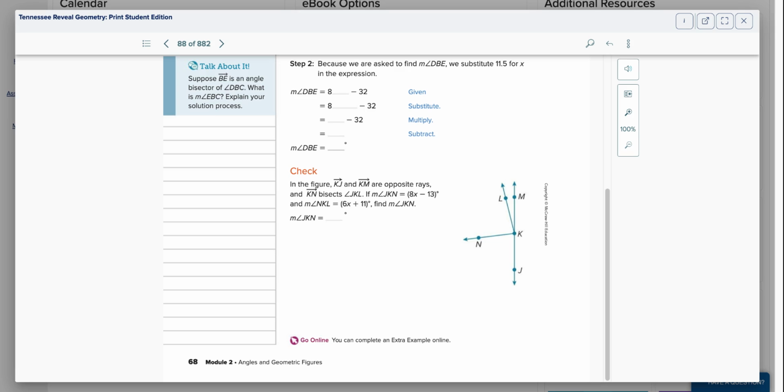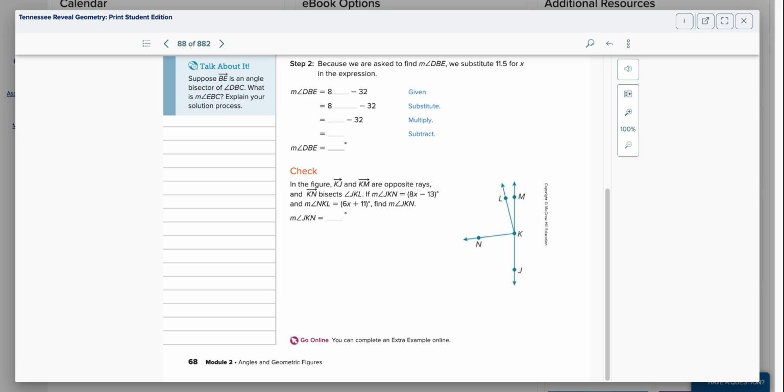All right, so let's see, JKN. Remember, just connect the dots. This angle is 8x minus 13. NKL, that would be this angle, is 6x plus 11. All right, so they're going to be equal to each other. So you're basically going to set 8x minus 13 equal to 6x plus 11.